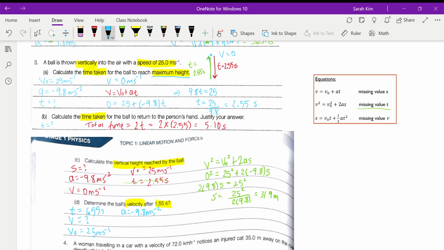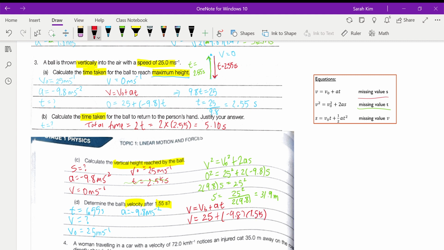So which value am I missing? I'm missing an S in my list, so that will be that top one. So V equals V naught plus AT is what I'm using. So my V equals 25 plus negative 9.8 times, what does that say, 1.55.